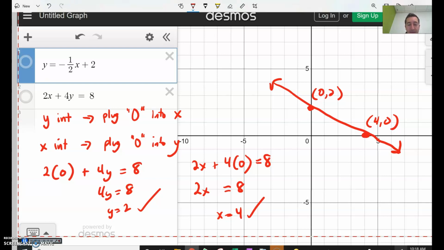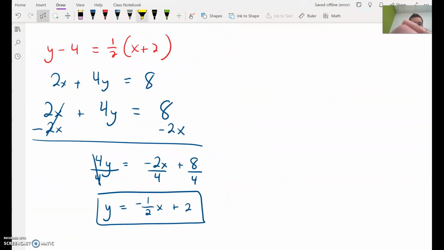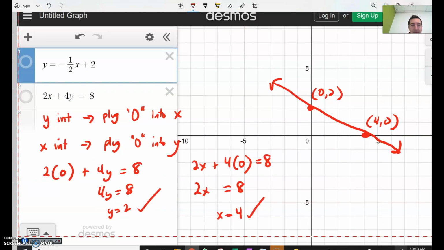So what is standard form useful for? You got to be able to take something in standard form, like 2x plus 4y equals 8, and convert it to y equals mx plus b. That's the first thing. And then the second thing is we've got to be able to see standard form and think, hey, I can find the x and y-intercept really quickly by plugging in zeros and solving.